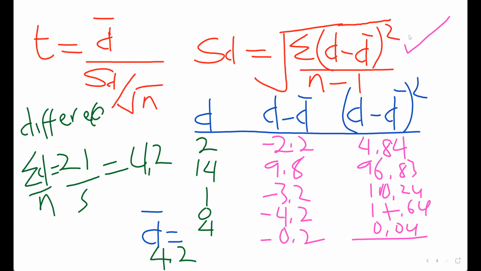Margaret, you have a question? Ask your question. Please, the 9.8, when we squared, you said it's 96.83. I got 96.04. Yeah, it doesn't matter. Don't worry. There'll be some slight differences.